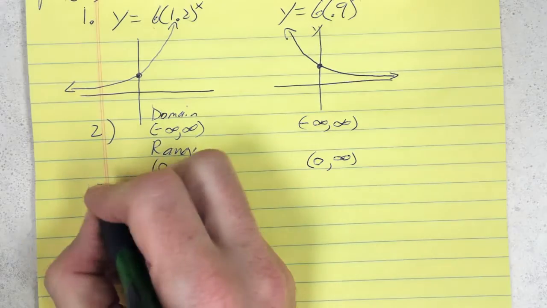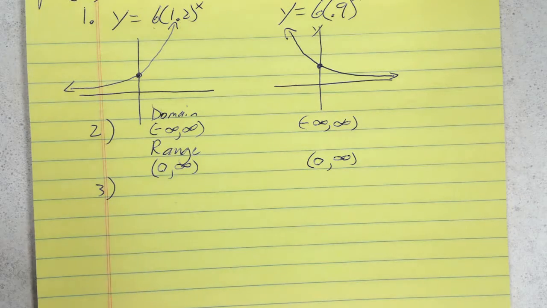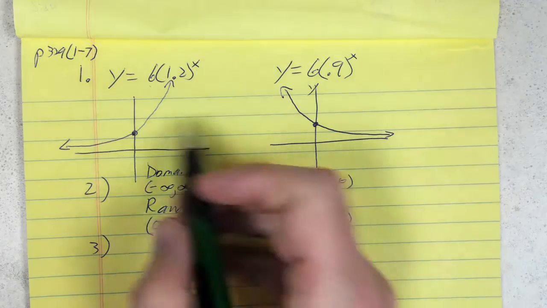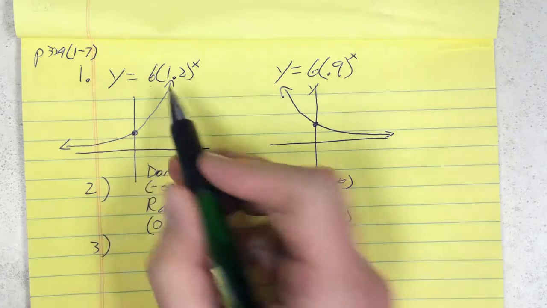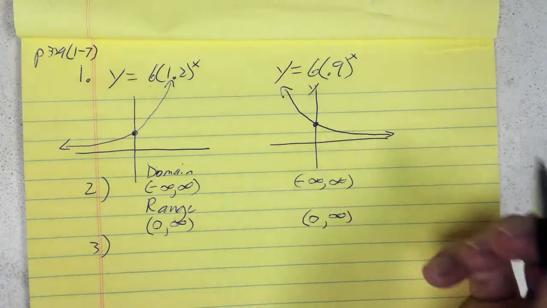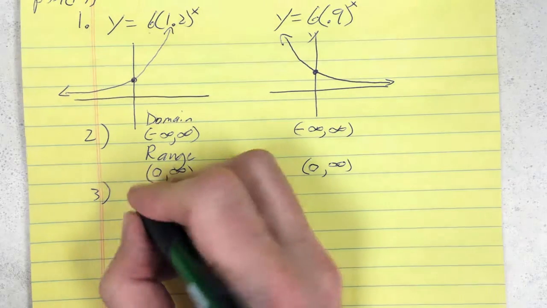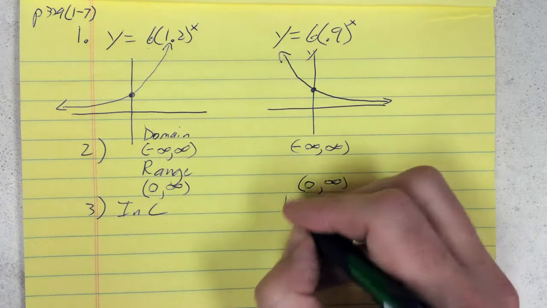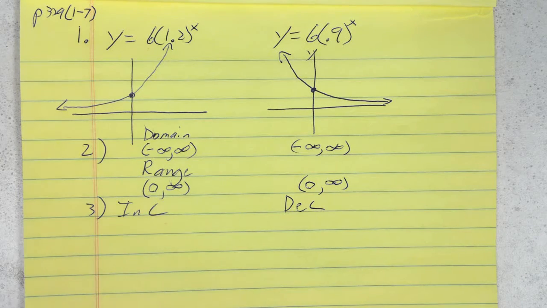All right, number 3. Describe each function as increasing or decreasing. Just like we read, we read from left to right. So from left to right, this one's going up, and from left to right, this one's going down. So this first one is increasing. This second one is decreasing.